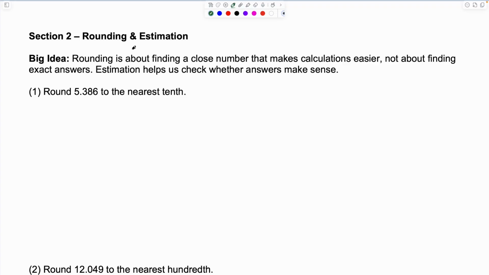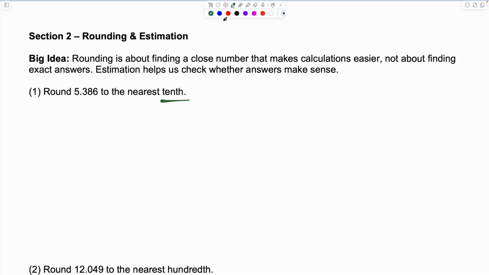Section 2, rounding and estimation. The big idea for this section is that rounding is about finding a close number that makes calculations easier, not about finding exact answers. Estimation helps us check whether answers make sense. So for question 1, we want to round 5.386 to the nearest tenth.